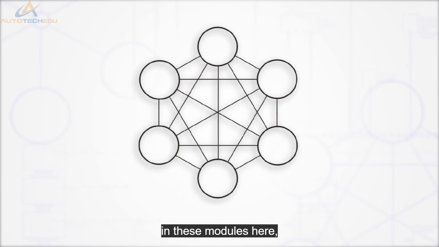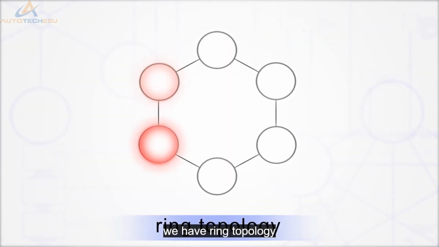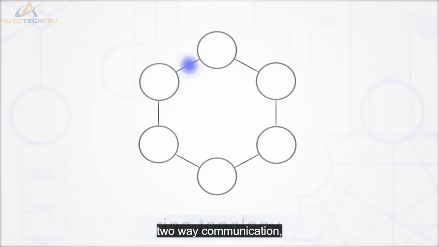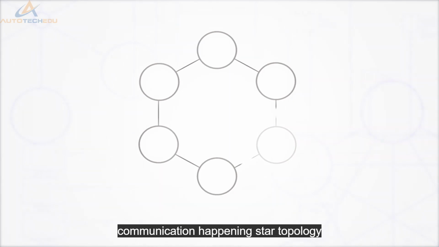Here we have ring topology. All the modules are connected in a circle. And because we have two-way communication, if there is a break between two of the modules, they can still communicate with each other. It requires two breaks to prevent communication happening.